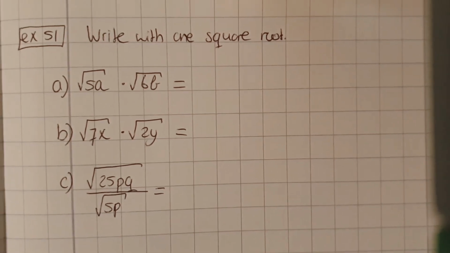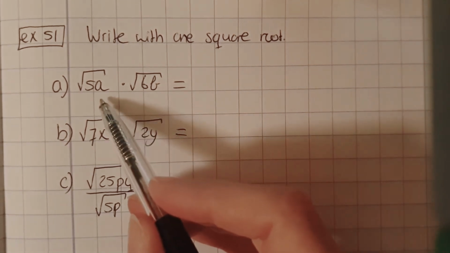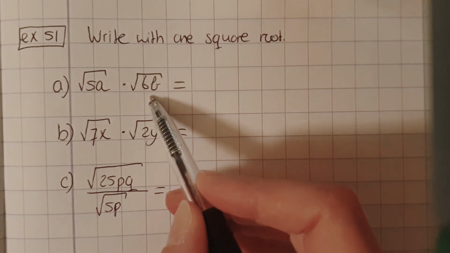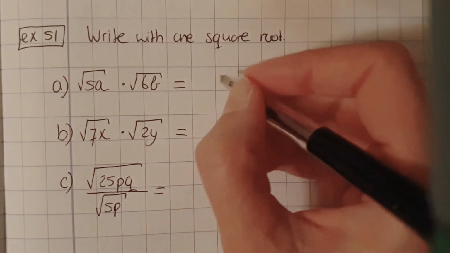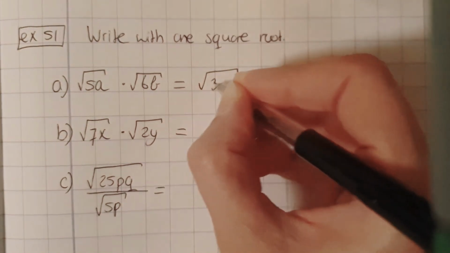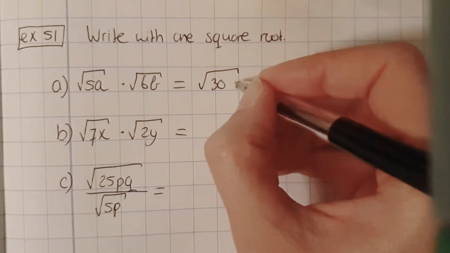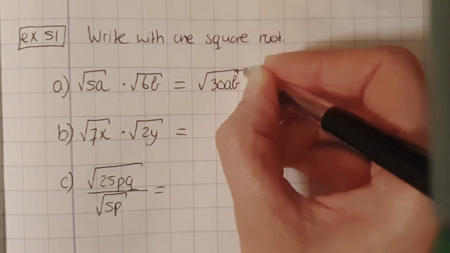Alright, I'm going to discuss exercise 51 from chapter 7. In exercise 51 it says, write with one square root. First exercise is square root 5a times square root 6b. When you do two square roots times each other, you just simply do everything in this square root times everything in this square root. So 5 times 6 is 30, and a times b is just ab.